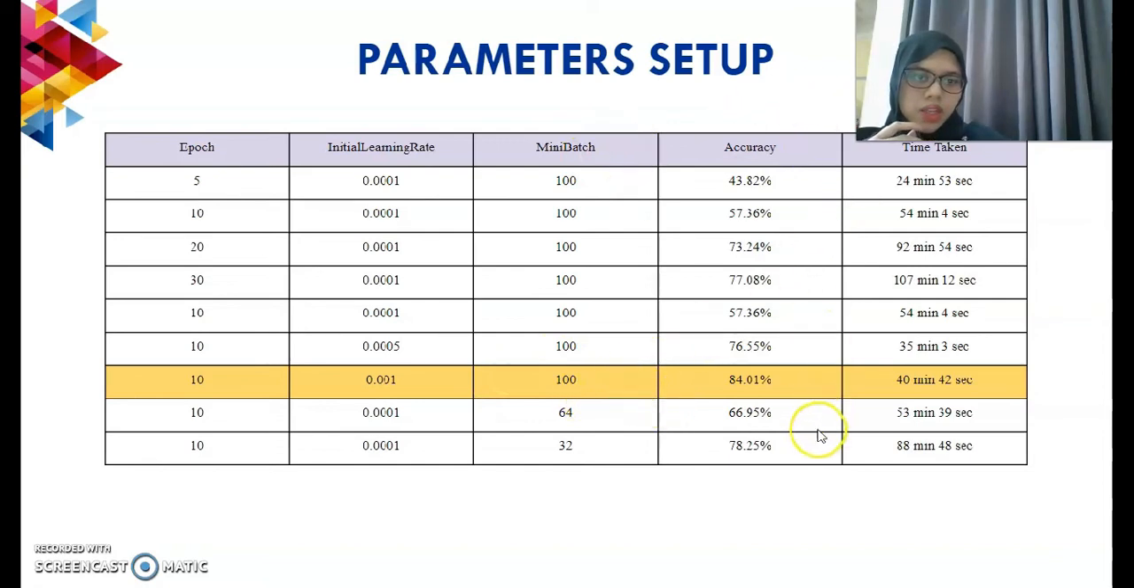From here I can get the validation accuracy and testing accuracy to be 84.01%, and the time taken is 40 minutes and 42 seconds, which, if we compare amongst all the other results, we can see is the best possible parameters to choose.